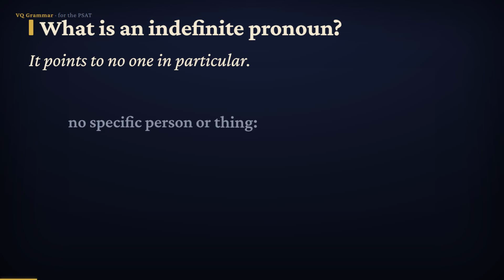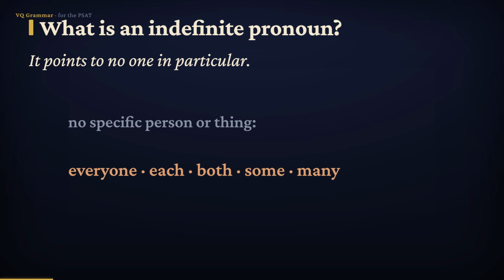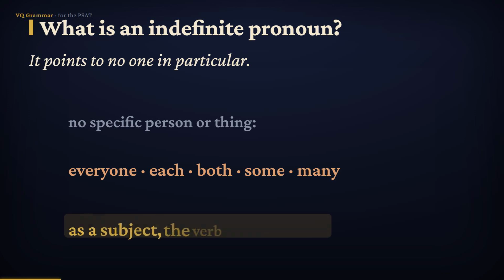First, what is an indefinite pronoun? It's a pronoun that points to no one in particular. Words like everyone, each, both, some, and many. They're vague on purpose. And here's the whole point of this lesson. When an indefinite pronoun is the subject of a sentence, the verb still has to agree with it in number. So you need to know, for each one, is it singular or is it plural? That's the question. Let's sort them.